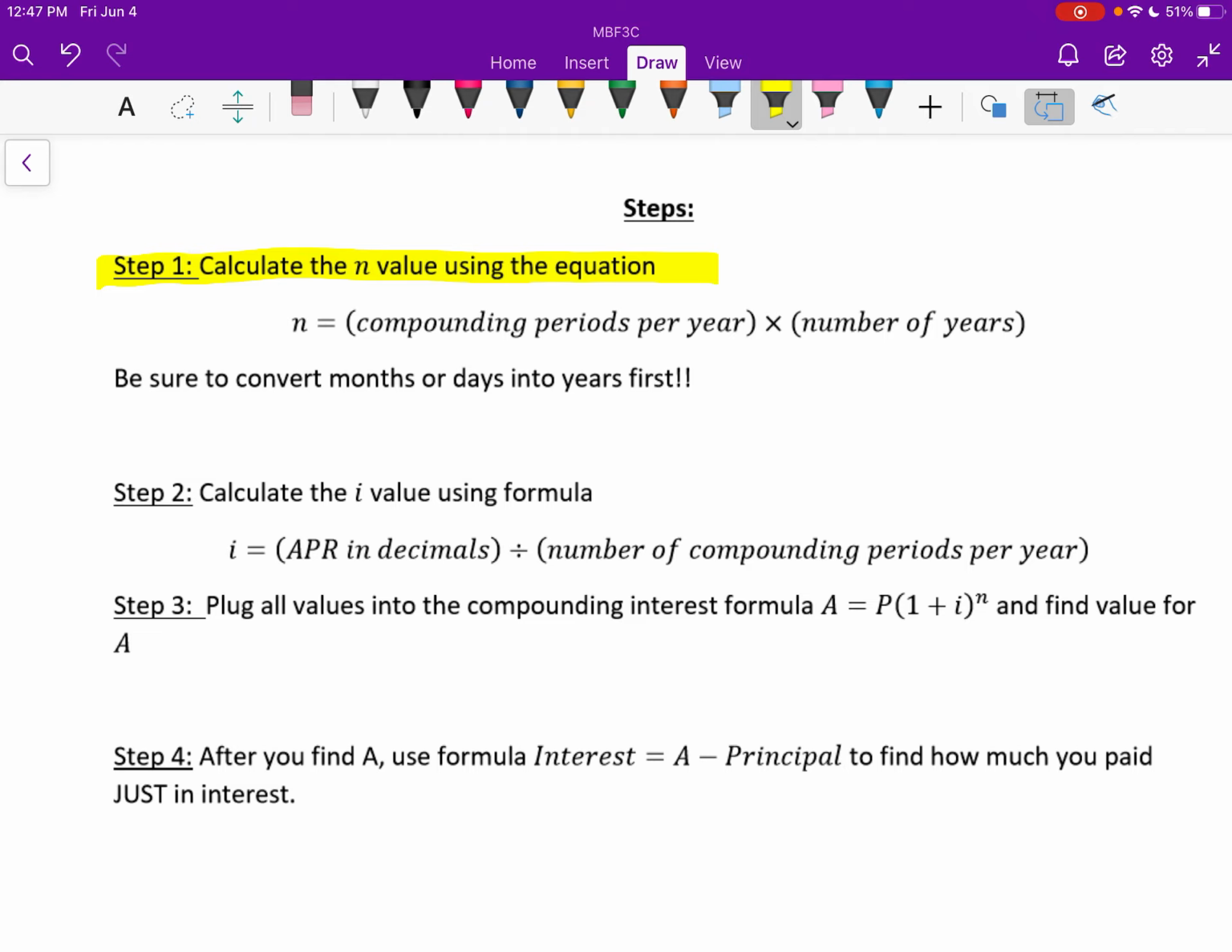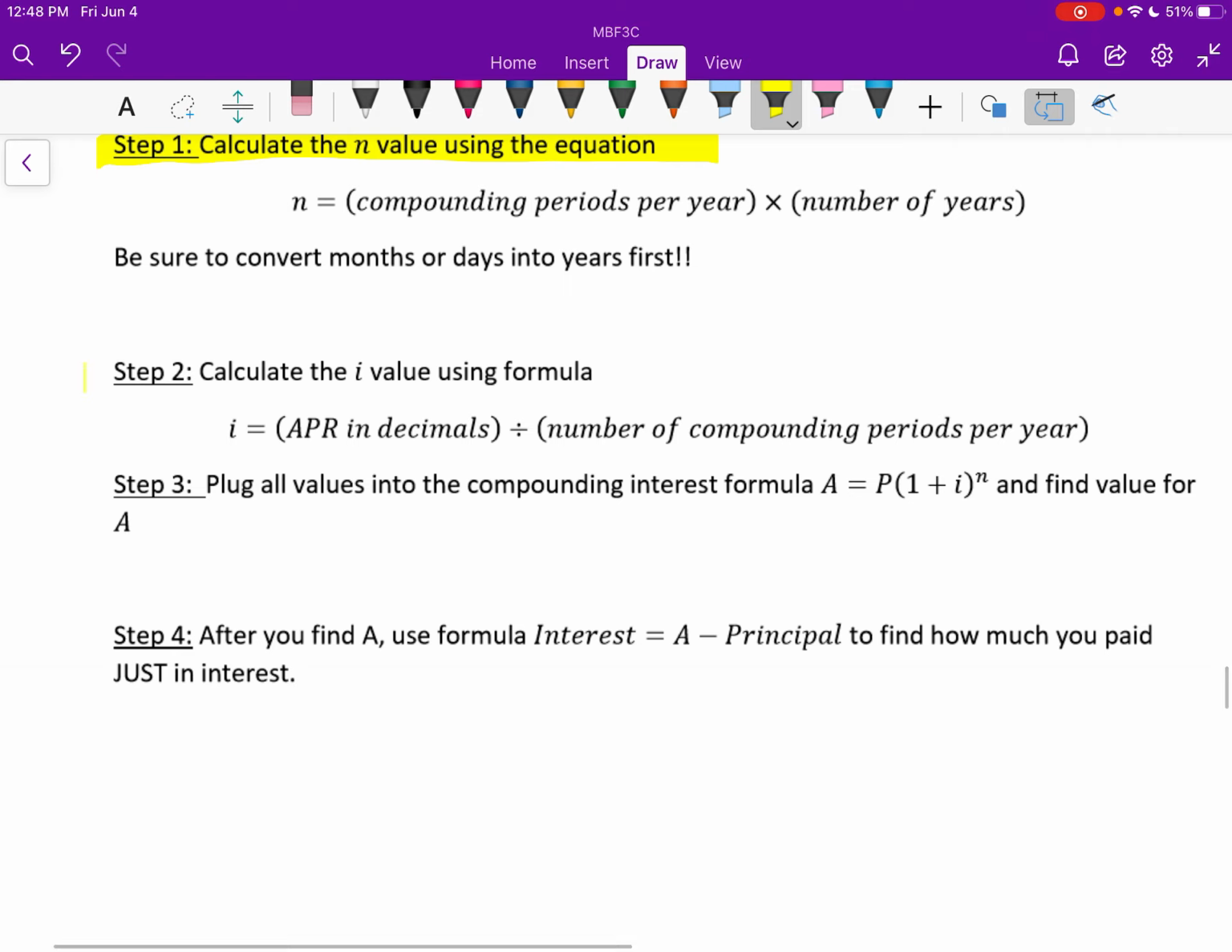Compounding periods per year. So with the credit card, it's always going to be 12, but sometimes with the loan it might not be. It might be quarterly, it might be daily, could be a different amount of reasons that it might be different depending on where you get the loan from. More often than not, it is 12 though. Right, same thing here. Then you're going to calculate the I value.